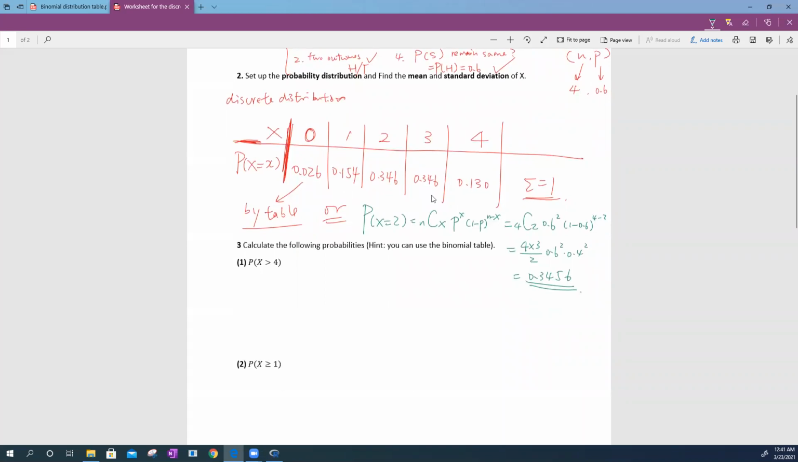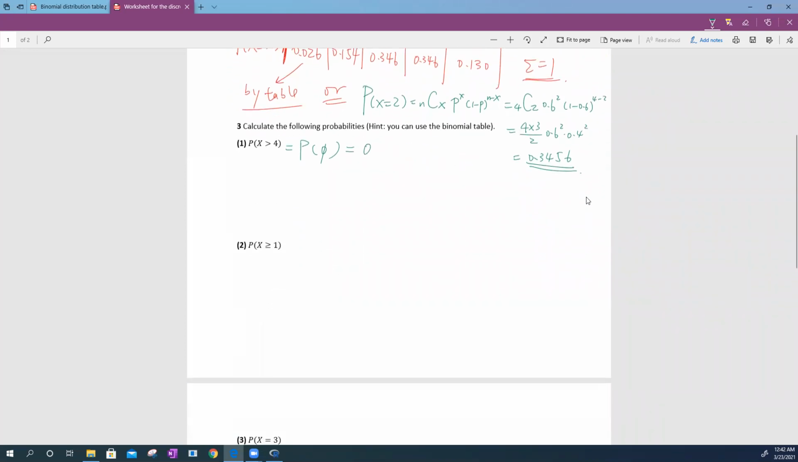Okay, after we get the probability distribution, we can calculate the following probabilities. Probability of x more than 4. Do you have anything there that is more than 4? No, right? For this example, it's impossible. We only toss the coin 4 times, so you cannot observe a head count more than 4. So that's just the impossible event, the empty set, with probability 0.